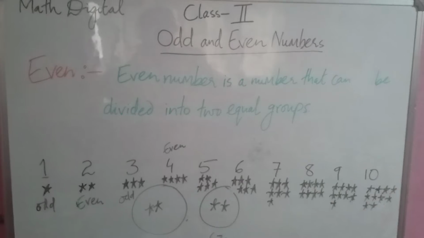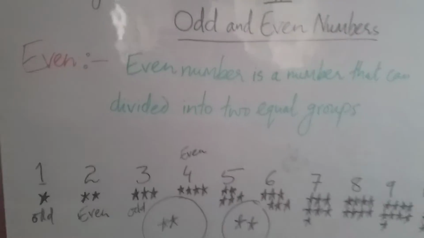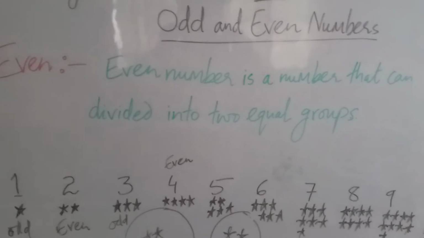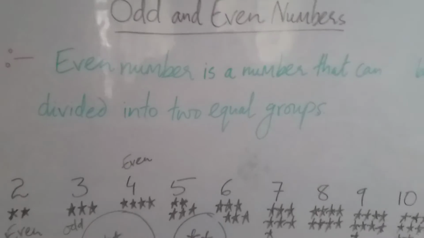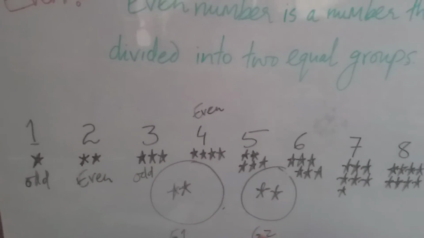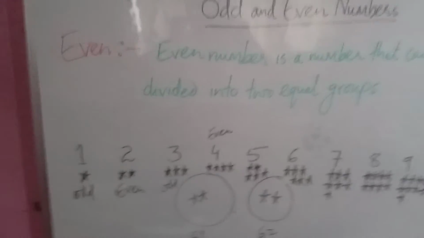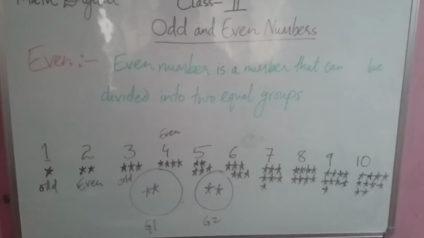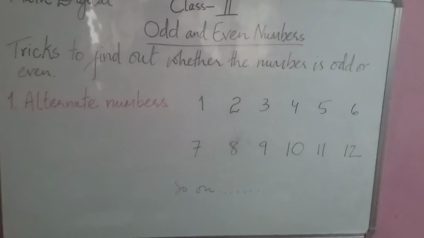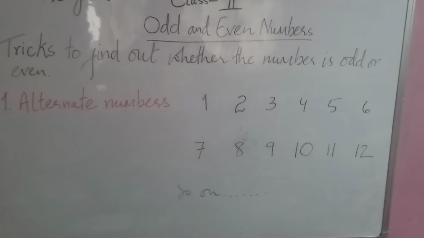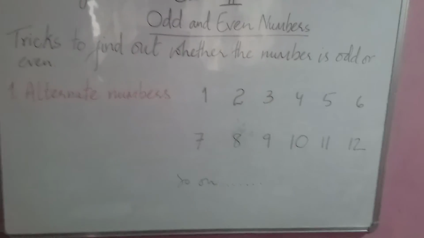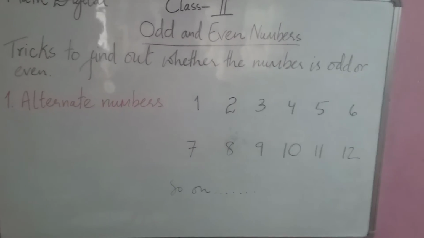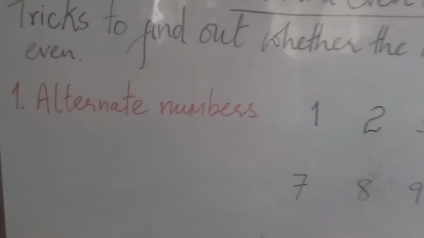Let's do some more. The definition of an even number is a number that can be divided into two equal groups. So if a number can be divided into two equal groups, it is called an even number. Now, there are some tricks to find out whether the number is odd or even. Here is a list of numbers given here.